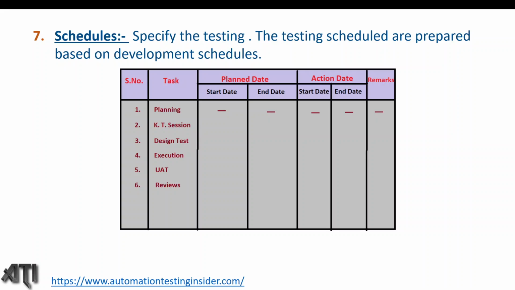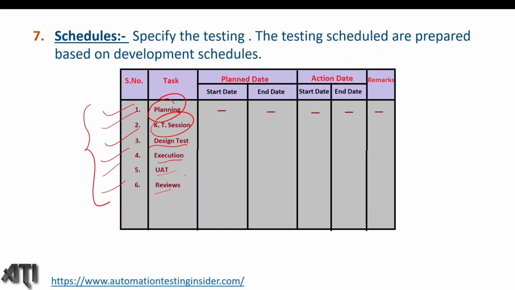So when we talk about the test plan schedule, we have planning, KT session, design test, execution, UAT, reviews. So these are the different tasks, correct? The whole testing life cycle should be listed down here, like what activities and tasks we are going to perform: planning of the testing, the KT session to the resources, design the test, execution, UAT, reviews.